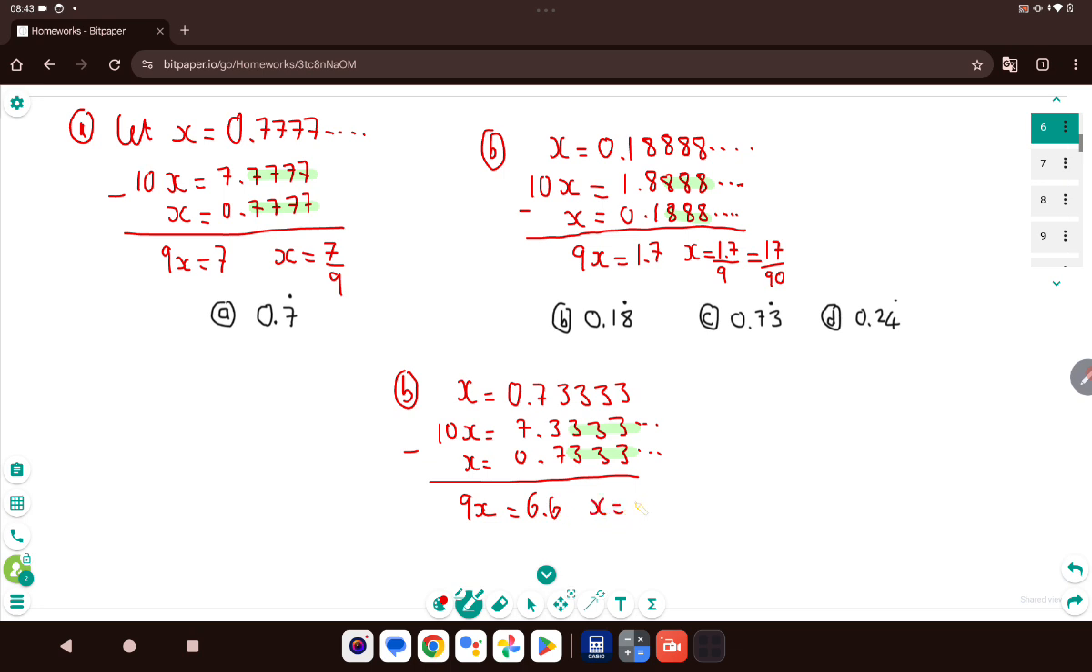Divide both sides by 9. Multiply both by 10. This one will simplify, so just put it in the fraction button on your calculator. It simplifies to 11/15. Oops, sorry, this is C, wasn't it? And then D.